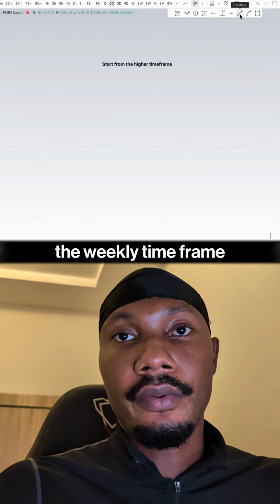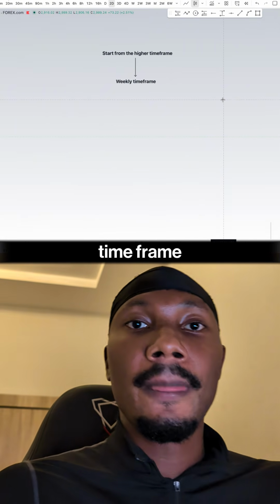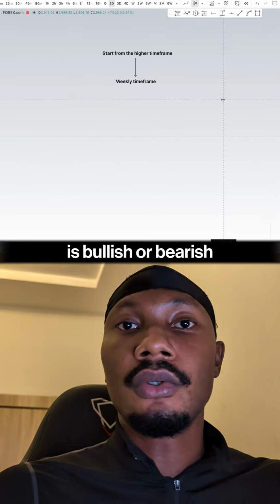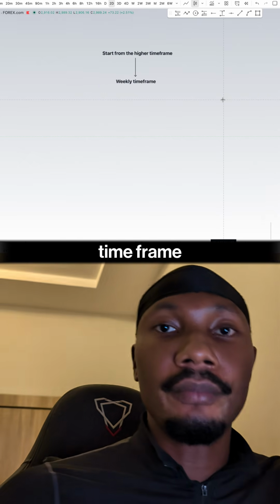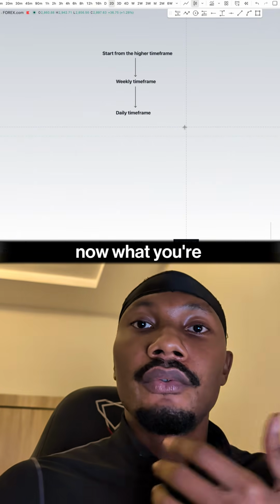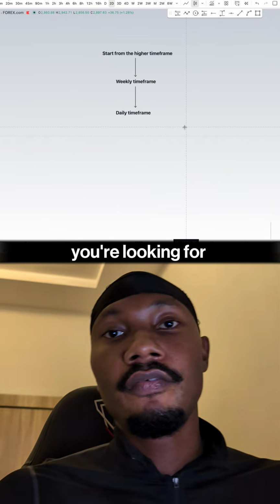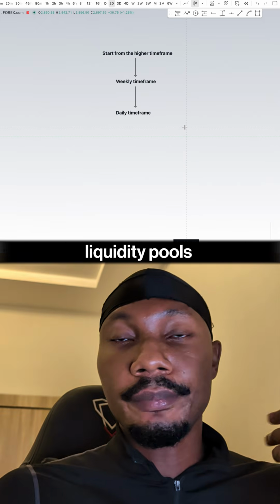Start from the weekly time frame. Now what you're looking for on the weekly time frame is to know if the market is bullish or bearish. You're looking at the structure of the market on the weekly time frame. Then from the weekly time frame, you go down to the daily time frame. Now what you're looking for on the daily time frame is simple. You're looking for a trading range. You can use liquidity pools to get that.